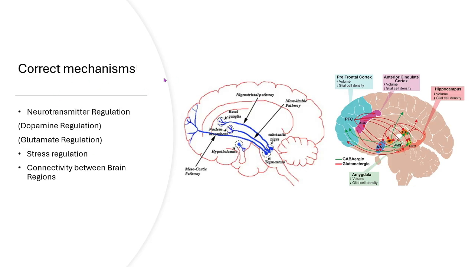Correct mechanisms. And in brains that function normally, there is neurotransmitter regulation, more specifically dopamine regulation and glutamate regulation. So when dopamine is balanced and it is regulated correctly, it can lead to appropriate signaling for motivation and emotional processing. And when glutamate is balanced, it makes sure that the prefrontal cortex and other regions of the brain are functional, and the regulation is also important for memory and brain cognition.